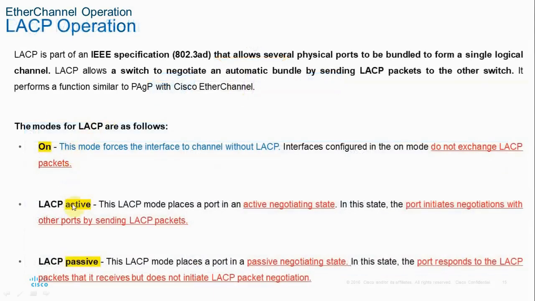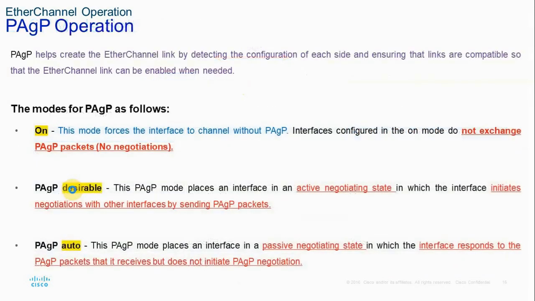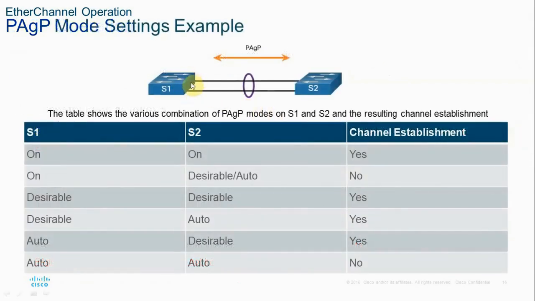The second mode, desirable mode, means one switch will actively negotiate. So this switch will actively negotiate, meaning it will send a PAgP packet and wait for the reply from S2. So it is the one who takes the initiative. I will take the lead. I will ask the other guy whether you are ready for PAgP, say yes or no. This switch has to reply now.